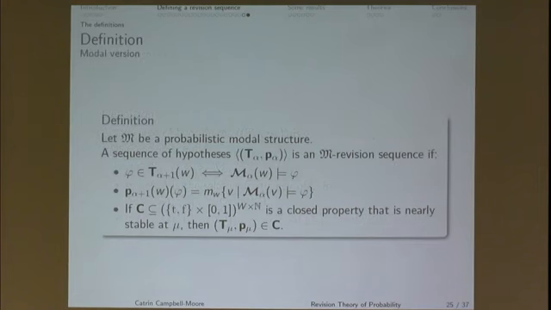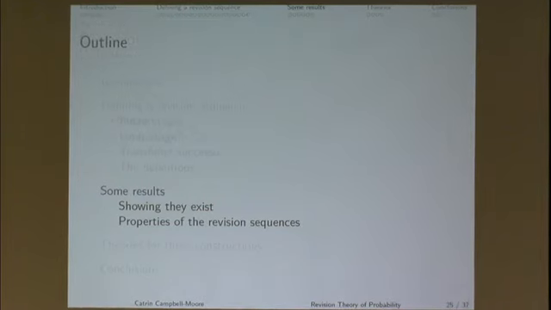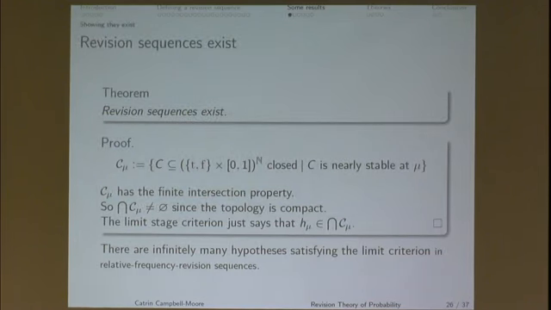Here's the modal version, which just replaces the successor stage by using the probabilistic modal structure. Okay, so let's just note some things about these sequences. First of all, they exist. That's a good thing. This limit rule that we imposed is always going to be satisfiable. Well, because we restricted it to closed sets, that does our job for us.